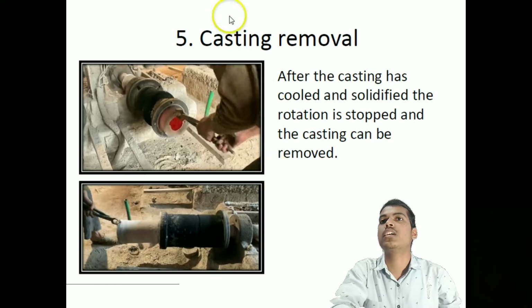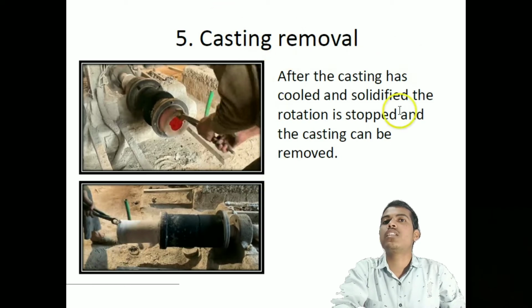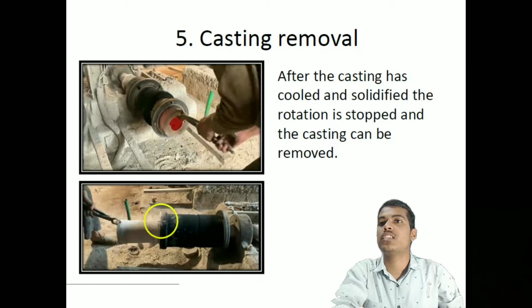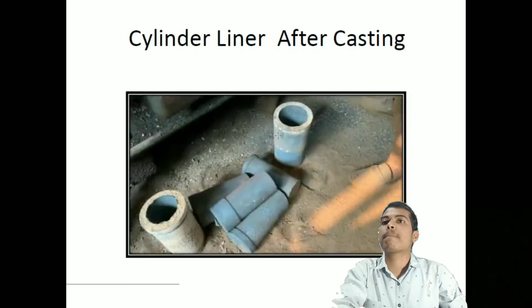The next step is casting removal. After the casting has cooled and solidified, the rotation is stopped and the casting can be removed, like this. This worker is removing that casting. After solidification the casting is removed, and after removal it looks like this. This is the cylinder liner after casting.